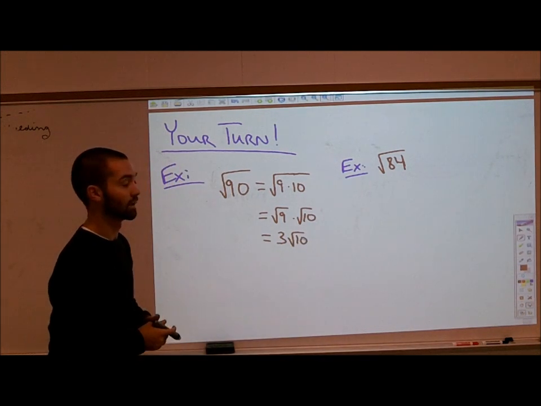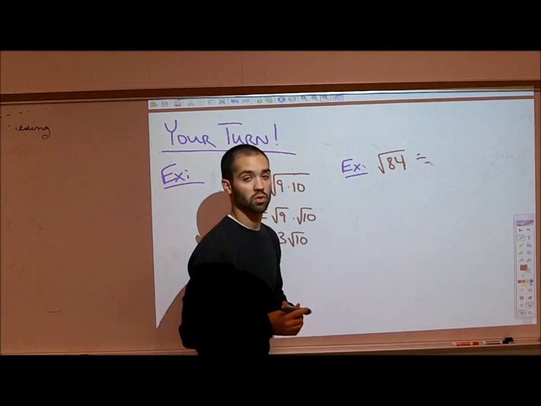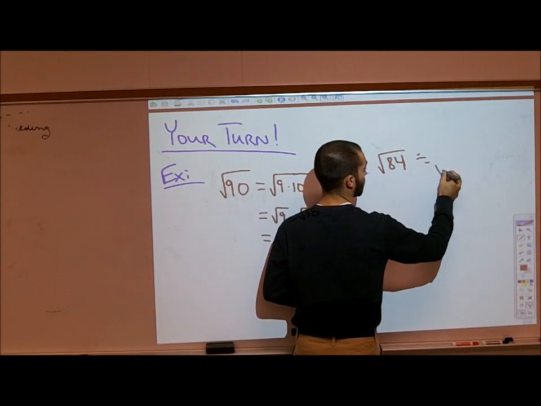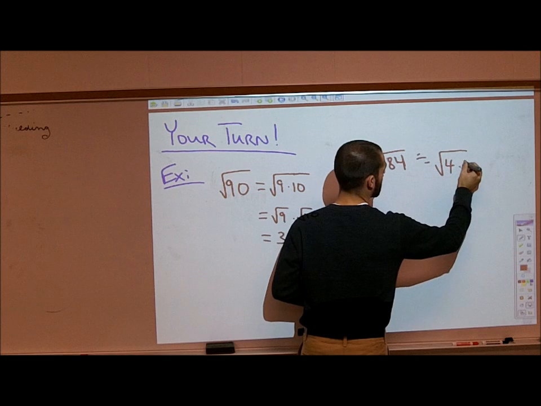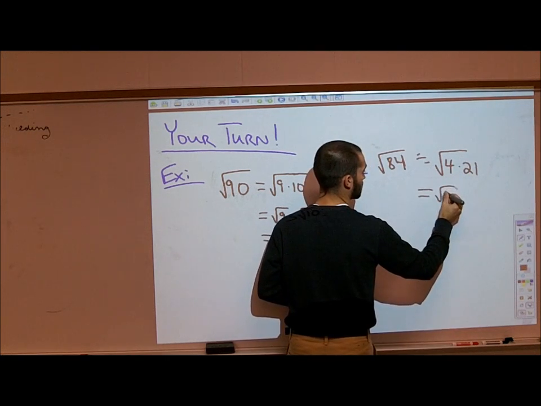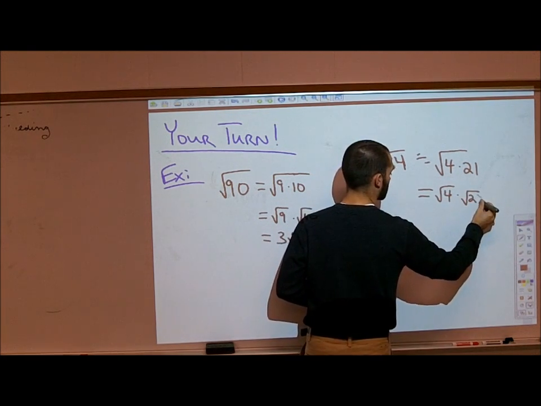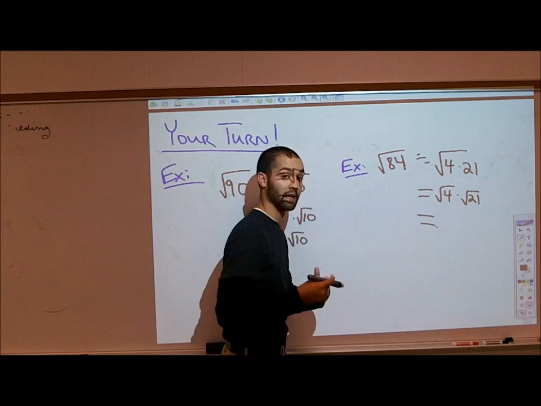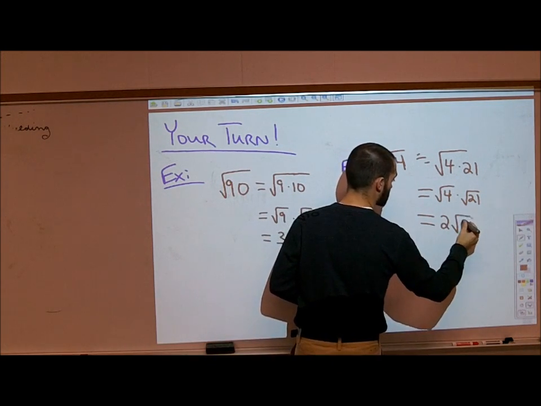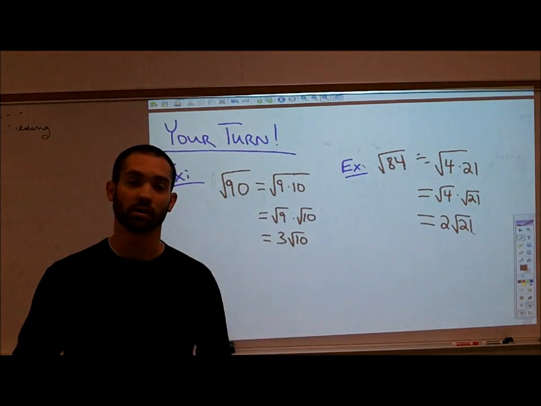And lastly, 84. Well, the largest perfect square that goes into 84 is 4 times 21. It breaks down into the square root of 4 times the square root of 21. We can take the square root of 4, which is 2, times the square root of 21. So that is it for skill 2.7.